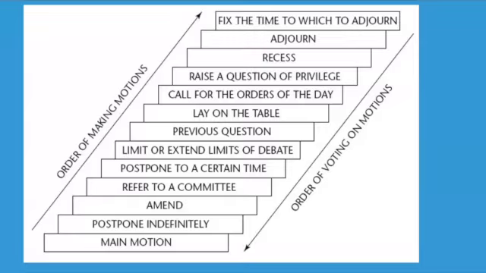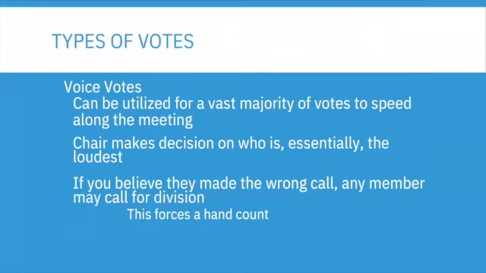So we have covered everything about motions, but let's look a little bit at voting. So there's different types of votes. You can have a voice vote, which can be utilized for a vast majority of votes to speed along the meeting. The chair makes a decision on who is essentially the loudest, and I think they still actually do this in Parliament in England. The ones who raise their voices the loudest, the chair says they win. But if the chair is wrong, any member can call for division. And if they call for division, this forces a hand count.